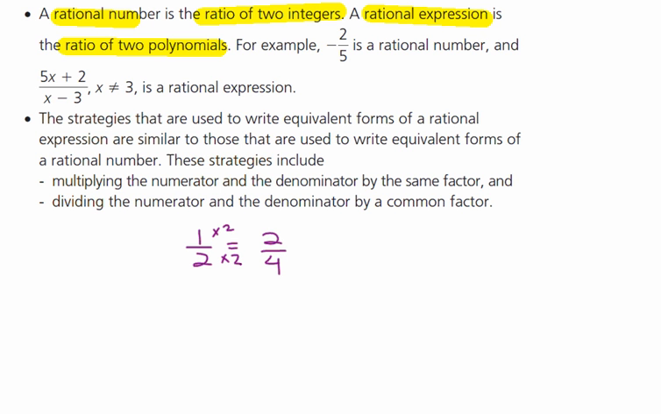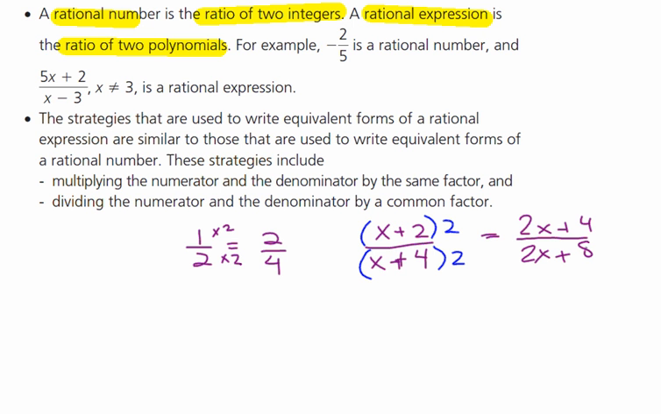The same for polynomials. If I want to make an equivalent ratio for x plus 2 divided by x plus 4, I could still maybe double it, but you just have to be a little bit careful. When you have a binomial or a trinomial, that 2 has to apply to everybody. So 2x plus 4 over 2x plus 8 is equivalent to x plus 2 over x plus 4.